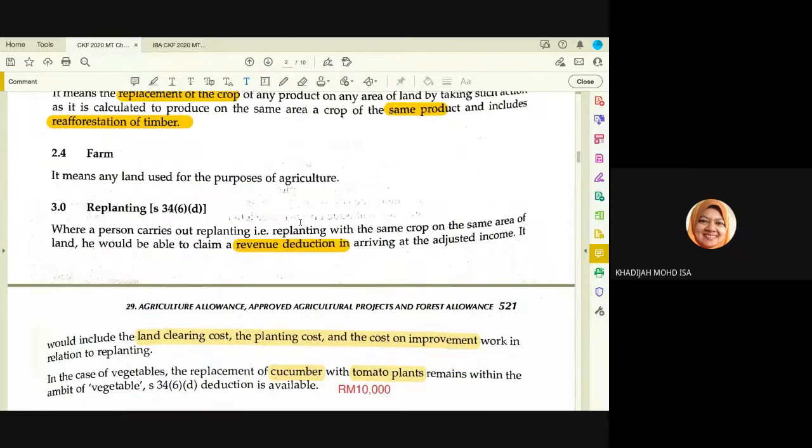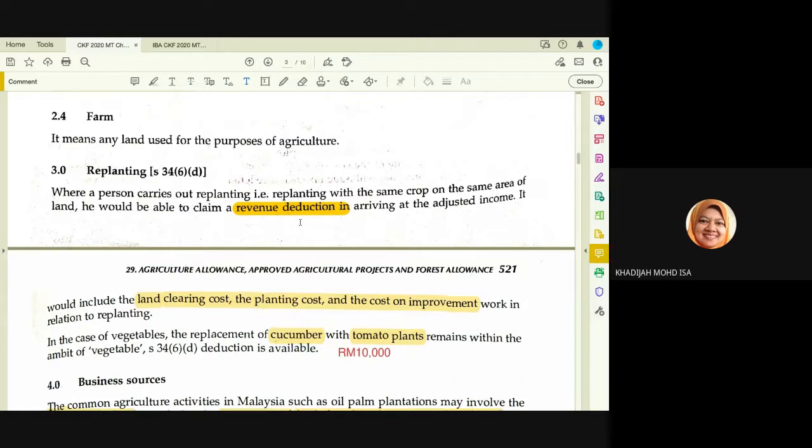So my question is, what's the difference between incurring replanting of 10,000 and incurring new planting of 10,000? What is the different tax treatment for these two items? Replanting and new planting. Anyone? I think for replanting we can deduct the whole 10,000. Deduct where? Adjusted income.